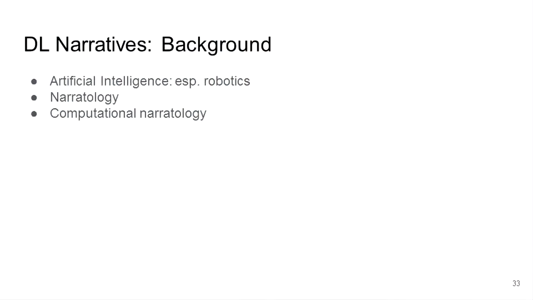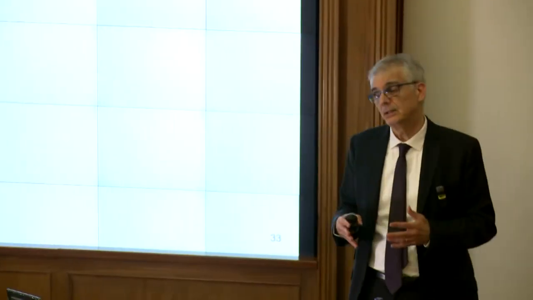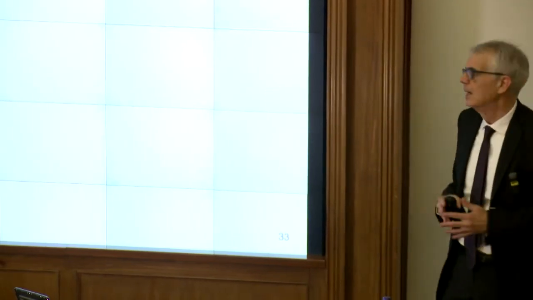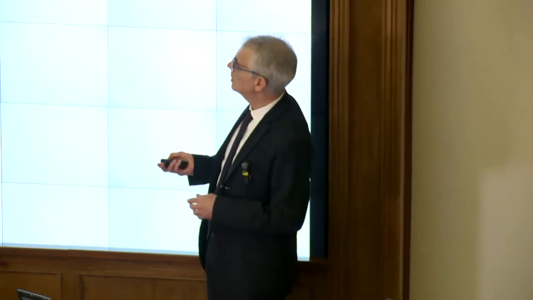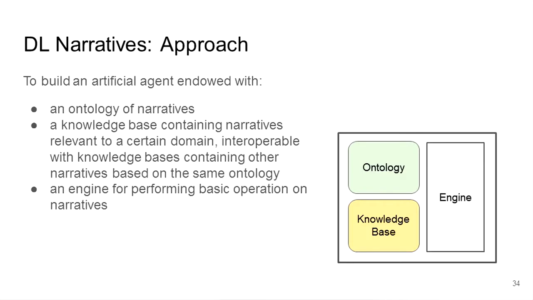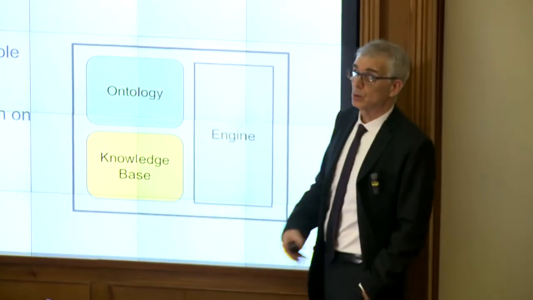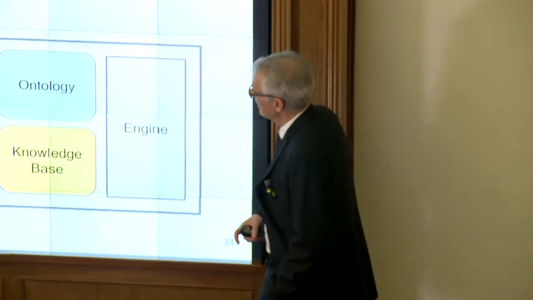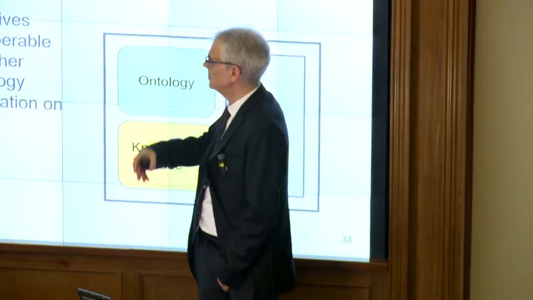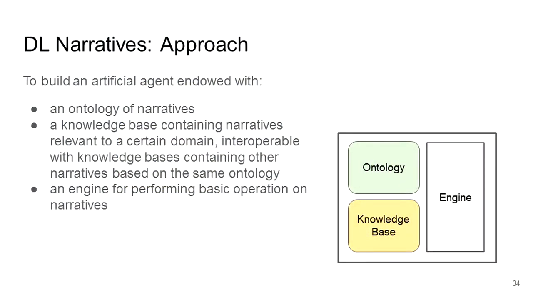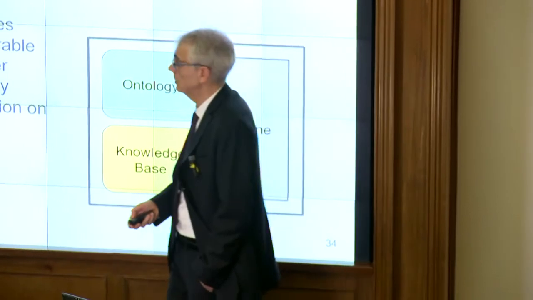So we widened our scope, and we looked at narratology, and in particular computational narratology, where the notion of narrative has been studied from a broader perspective, and we found there a good conceptualization we could rely on. Our approach to the problem of digital narratives, not surprisingly, is to build a narrative or a series of narratives around an ontology that defines all the terms that are relevant in a narrative, around a knowledge base that contains a number of narratives relevant to a certain domain and which are interoperable with other narratives because the ontology is possibly shared, and with an engine to perform the basic operations on narratives.